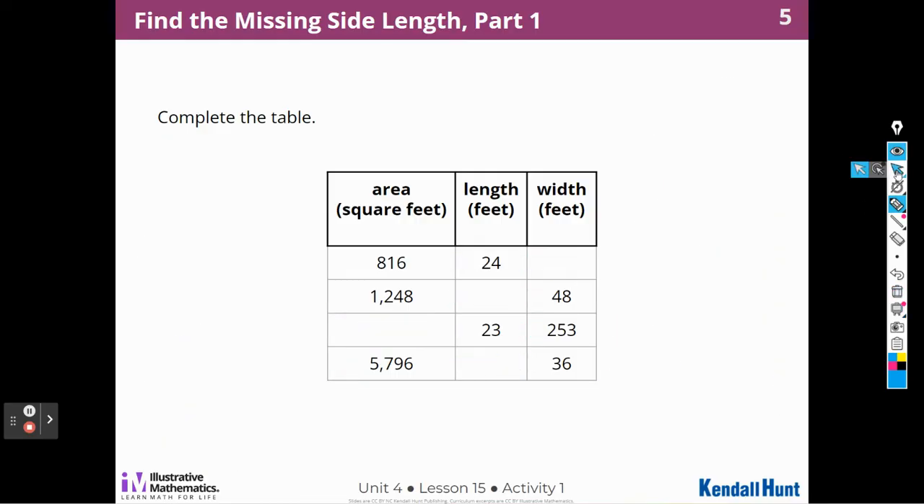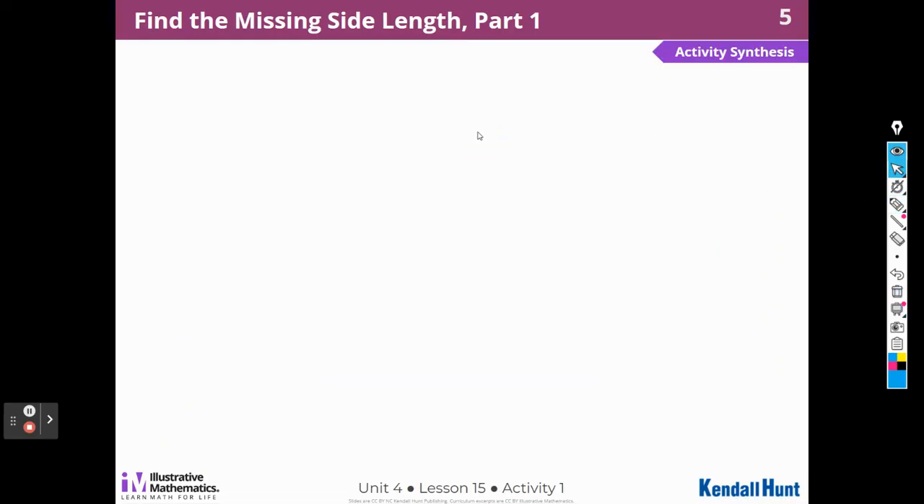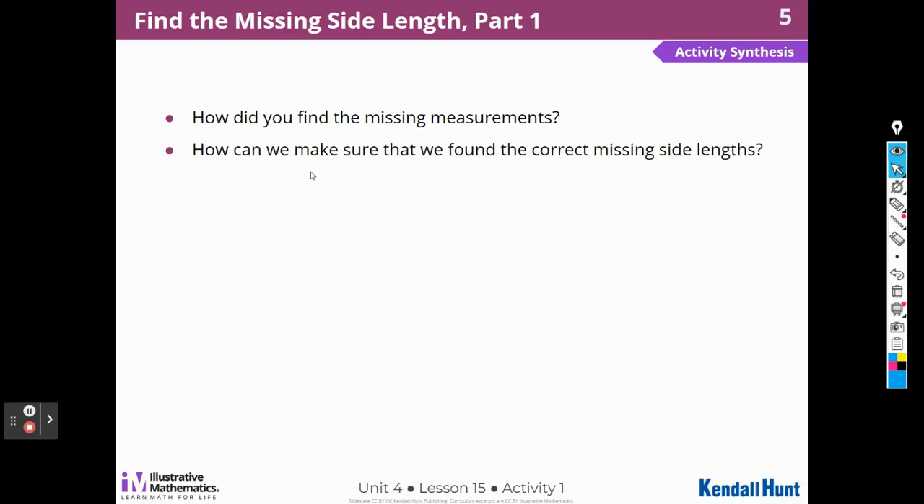All right, let's go to the synthesis and see what they ask me about this one. How did you find the missing measurements? So how did we do that? Well, we multiplied the length and the width together to make sure it gives us the area, right? Sometimes I had to multiply, sometimes I had to divide. How can we make sure that we found the correct missing sides? Multiply the length and the width together to make sure it gives us the area, or check with division or check with multiplication.